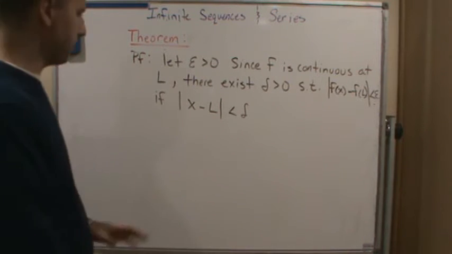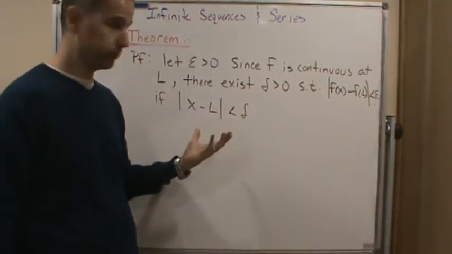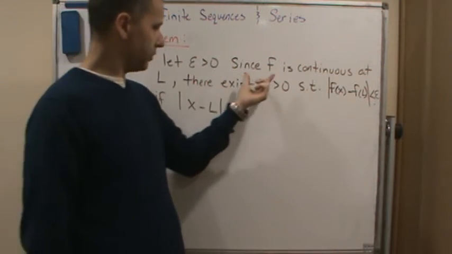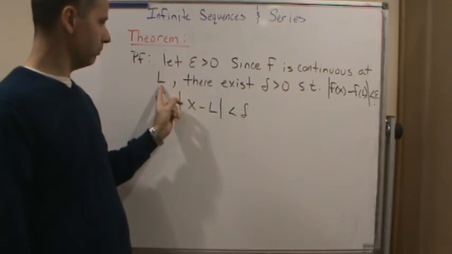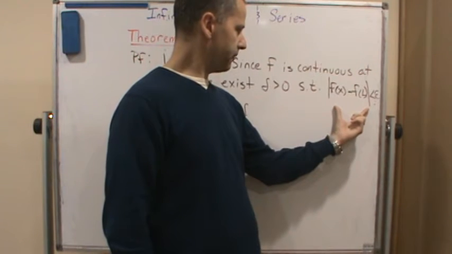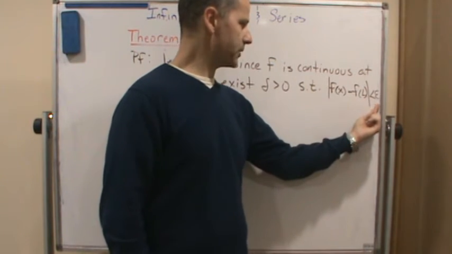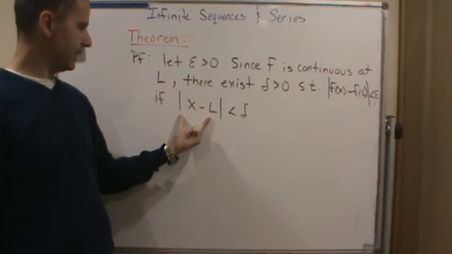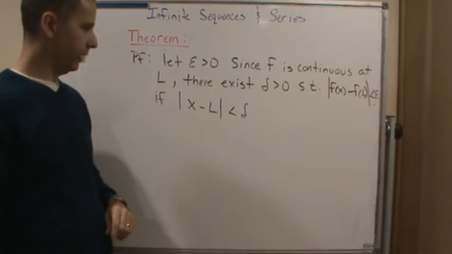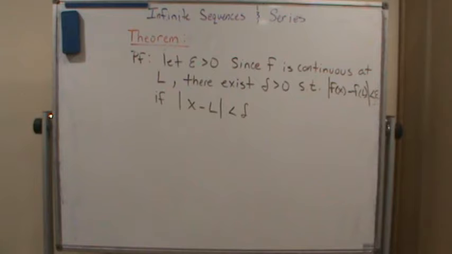So again, let's just recap. Notice that this is the definition of a limit, the existence of a limit of a function. We start with an epsilon that's positive. Since f is continuous at L, there must exist a delta greater than 0 such that the distance between f of x and f of L is less than epsilon if the distance from x to L is less than delta. That's the definition that we should be familiar with.